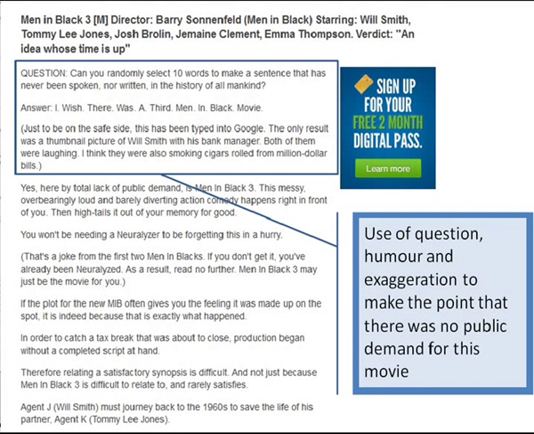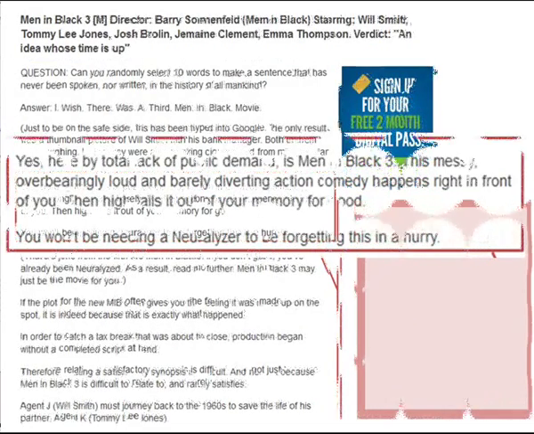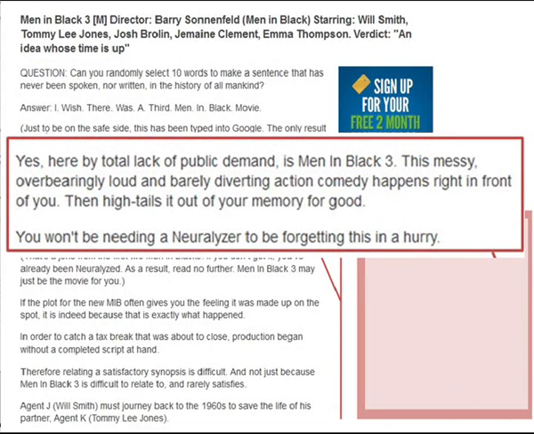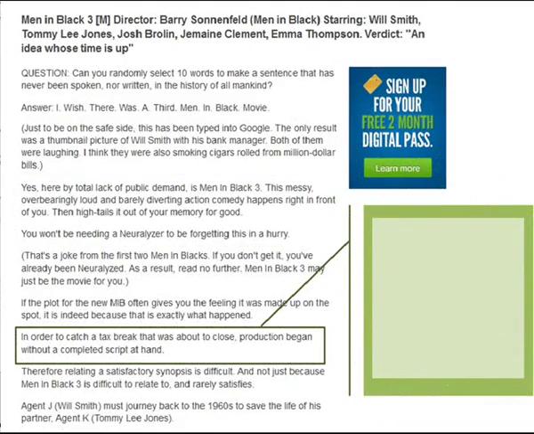The choice of words with specific connotations, such as messy, overbearing, and loud, build in the reader's mind an image of an unpleasant experience. Repetition is often used in persuasive text. In this case, the author is insinuating that the movie will soon be forgotten.